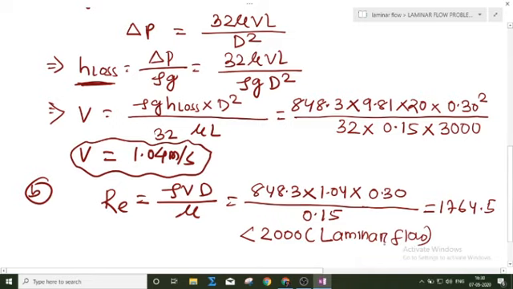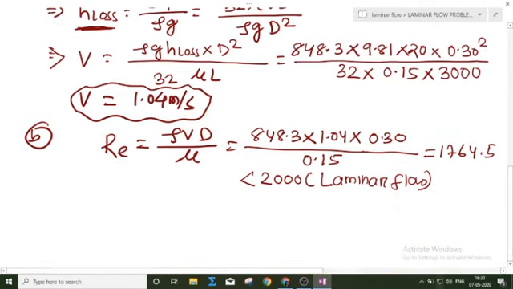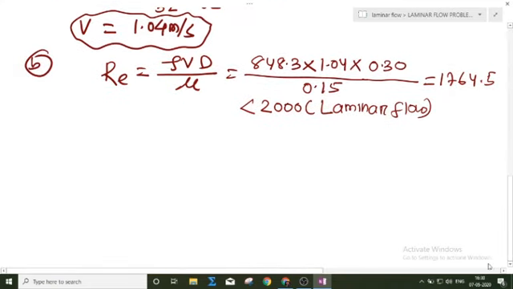In engineering services subjective questions or SSC, Staff Selection Commission, you write this subjective question like this, everything neat and clean, so that you will get full marks. Okay, so Reynolds number we found out. Last it is asking what is the friction factor.